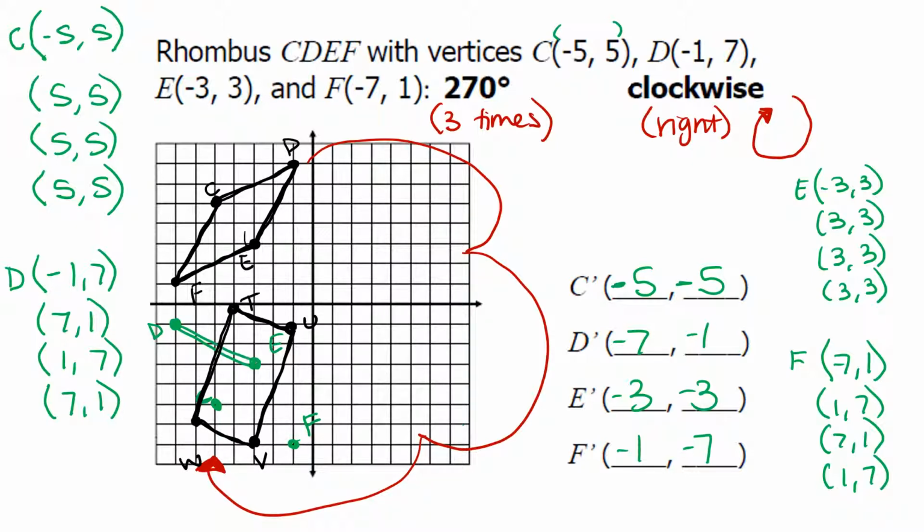We can connect our dots. We end up with the same rhombus that's been turned 3 times.